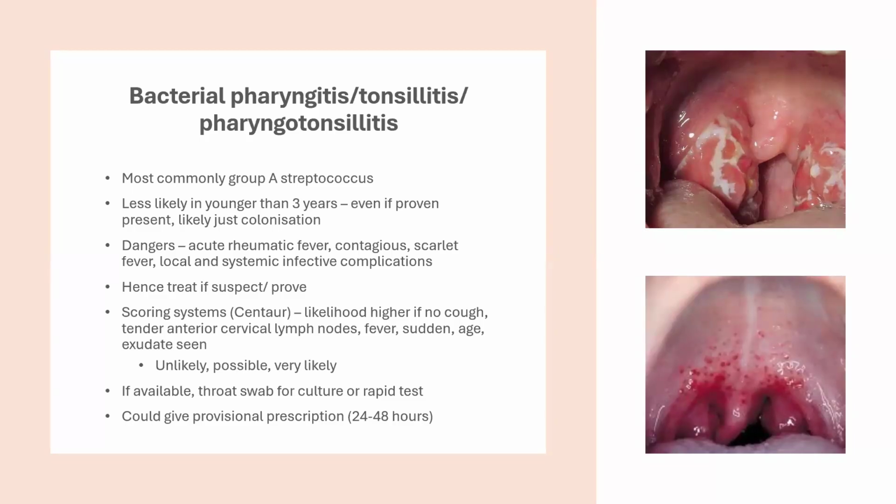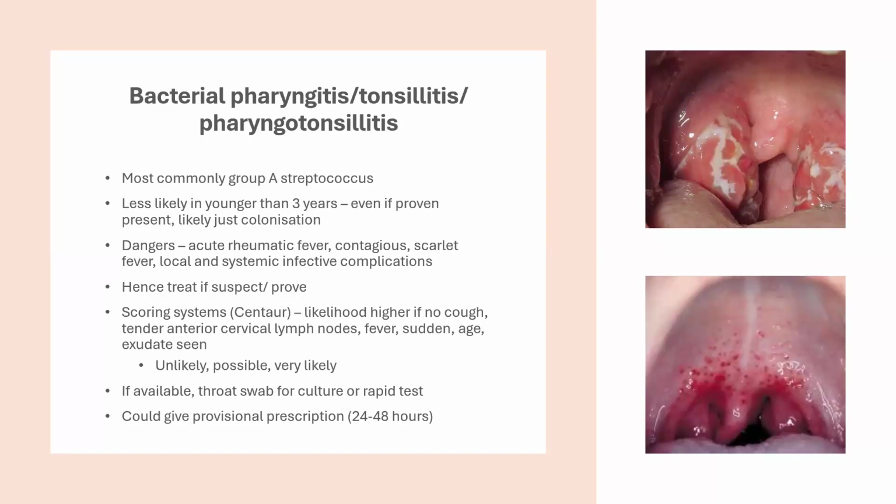One is called the Centor. There's also the FeverPAIN score. And I'm not going to show you all the numbers, but essentially it looks at the likelihood of it being bacterial, which is higher if there isn't a cough, if there are tender anterior cervical lymph nodes, if there's fever, if the onset was sudden, if the age is between a certain age group, so 3 to 21, you're more likely going to worry. And if you see an exudate, so if you just see that dry red throat, that's less likely. When you see pus, it's more suggestive.